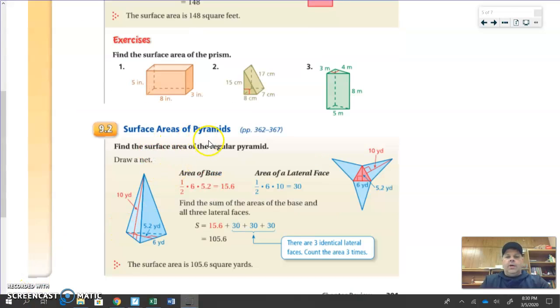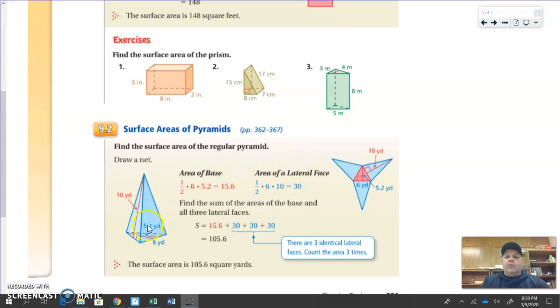The next one we talked about were pyramids. Remember, the pyramid could have a square base. It could also have a triangle base, but in a pyramid, all of the sides will be triangles. So we are going to take the area of the base. Remember, in this one, there is only 1 base, and then the area of all the lateral faces.